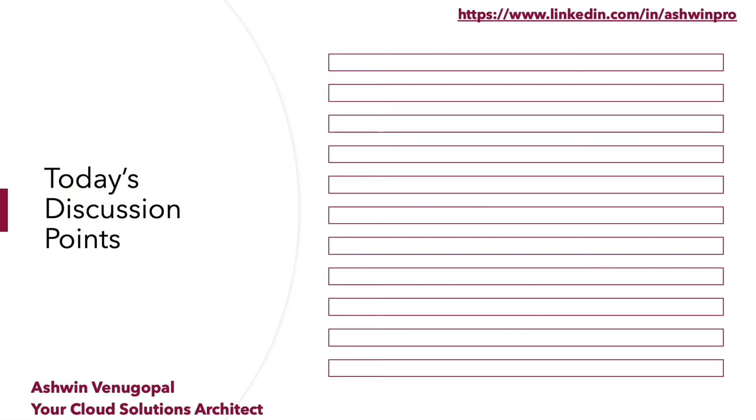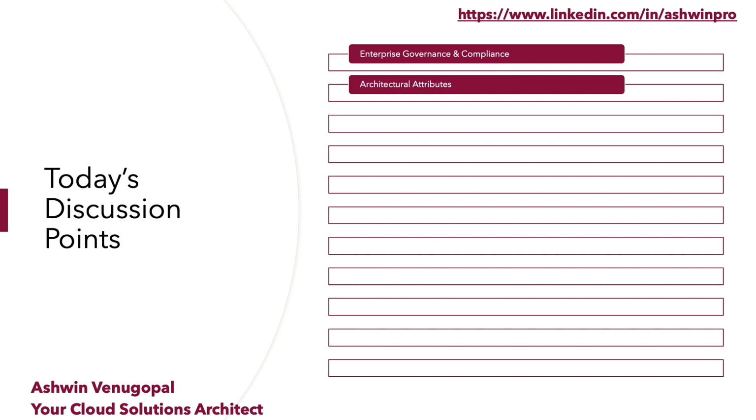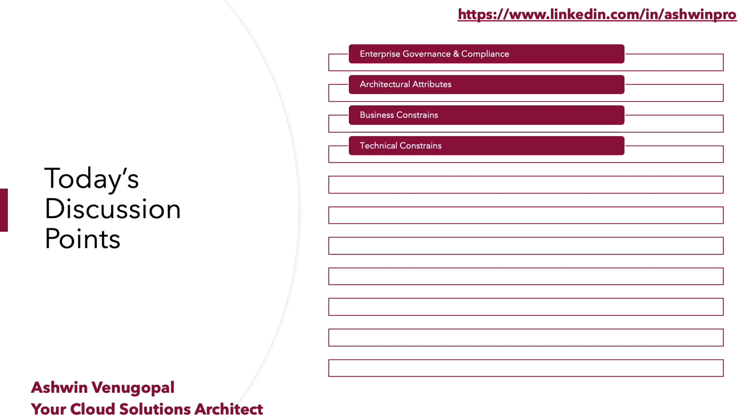Now, in this slide, we are going to be talking about the things that we're going to discuss today. This is to ensure that the audience gives the right amount of attention to the whole engagement. So the first thing is we talk about the enterprise governance and compliance. Then we talk about the attributes that you looked into for this architecture. Then we look at the business and technical constraints.